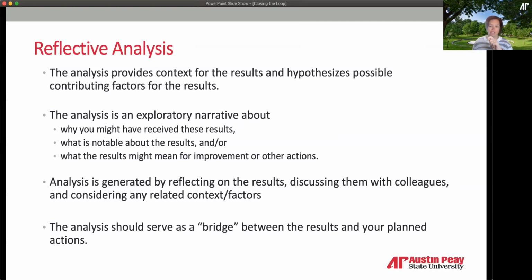And really the analysis part in terms of the report, if someone's reading your report, the analysis is the bridge between the result that you got and the action you plan to take or not. That's kind of where you make those connections in a narrative sense.